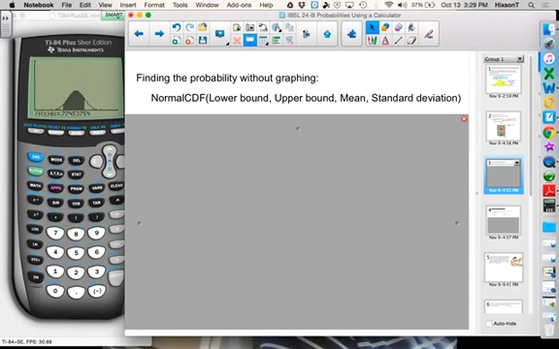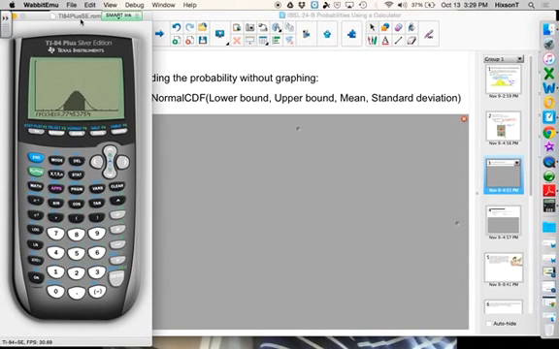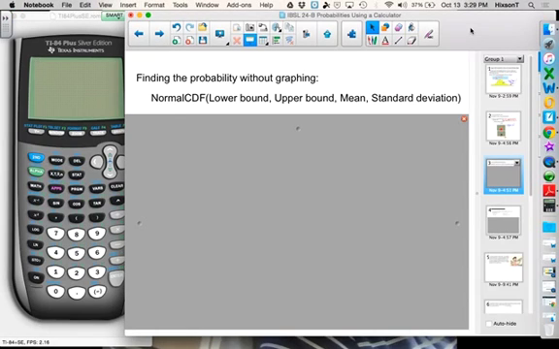What we will do is input 4 different values. Now, notice the order that you have to put these in. We're going to use the normal CDF, and we're going to do it not in the graphing, but back out where we're just calculating stuff. So we're going to put in normal CDF, then your lower bound, your upper bound, your mean, and the standard deviation. You have to put them in that order.